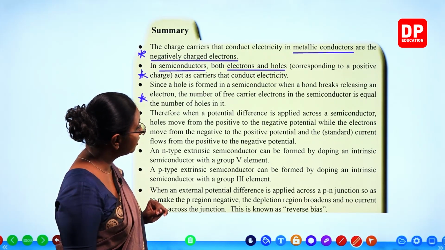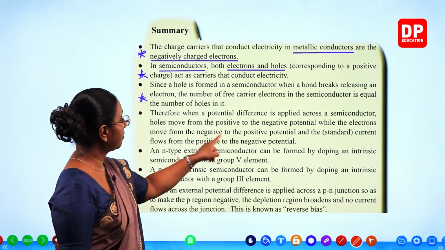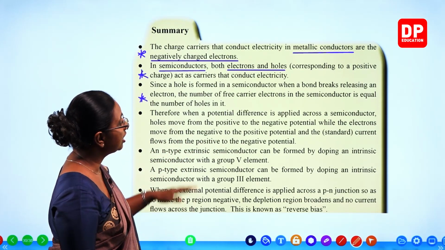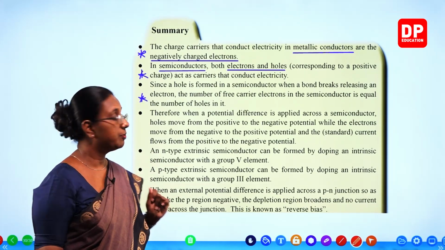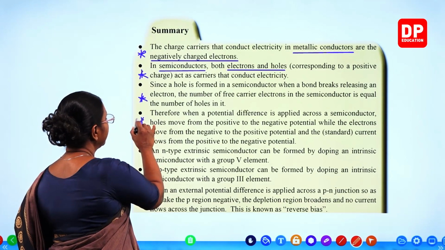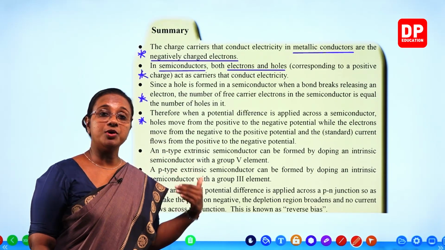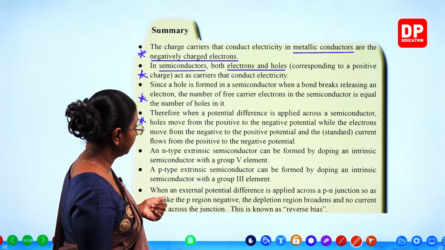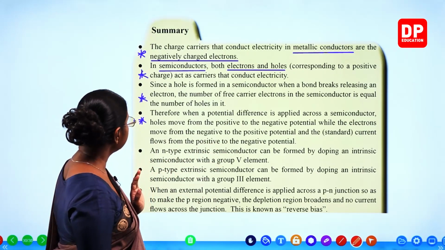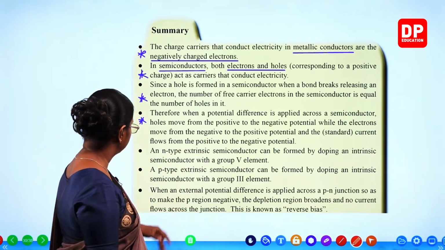Therefore, when a potential difference is applied across a semiconductor, holes move from positive to the negative potential, while the electrons move from the negative to the positive potential. So that is also something you all know. Holes are positive charges, so they move from positive to negative. Electrons move from negative to positive. And the standard current flows from the positive to the negative potential.